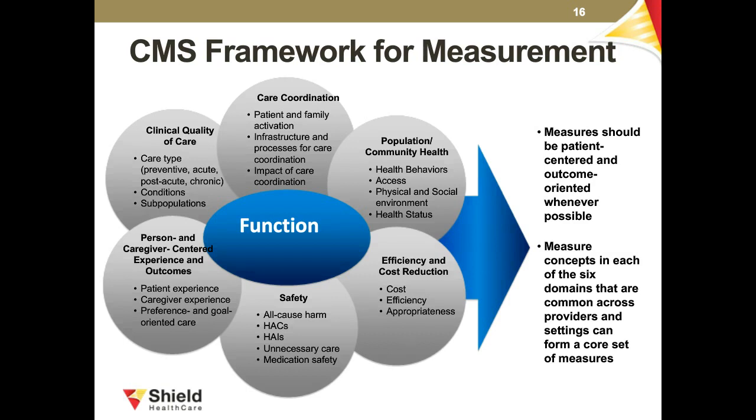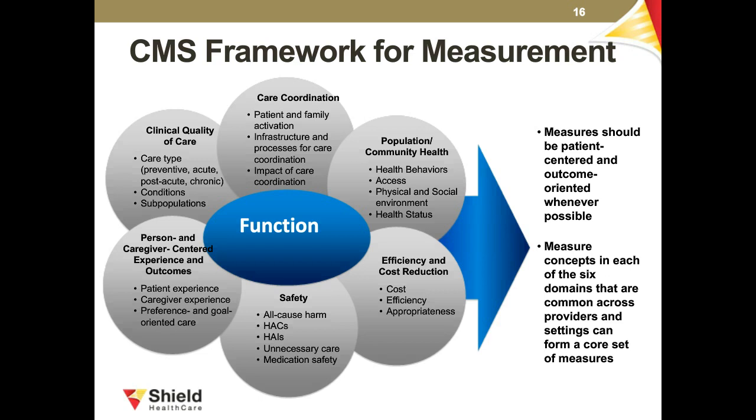This slide on number 16 is taken from some of the presentations that CMS has done about impact. What it's really doing is taking the 6 major areas of goals: the patient, community health, care coordination, clinical quality of care, person and caregiver centered experience and outcomes, safety, and efficiency and cost reduction. And it's defining those, and you see that function is in the middle. That's all impacted by each of these areas, and then each of those big areas have subterms underneath it.